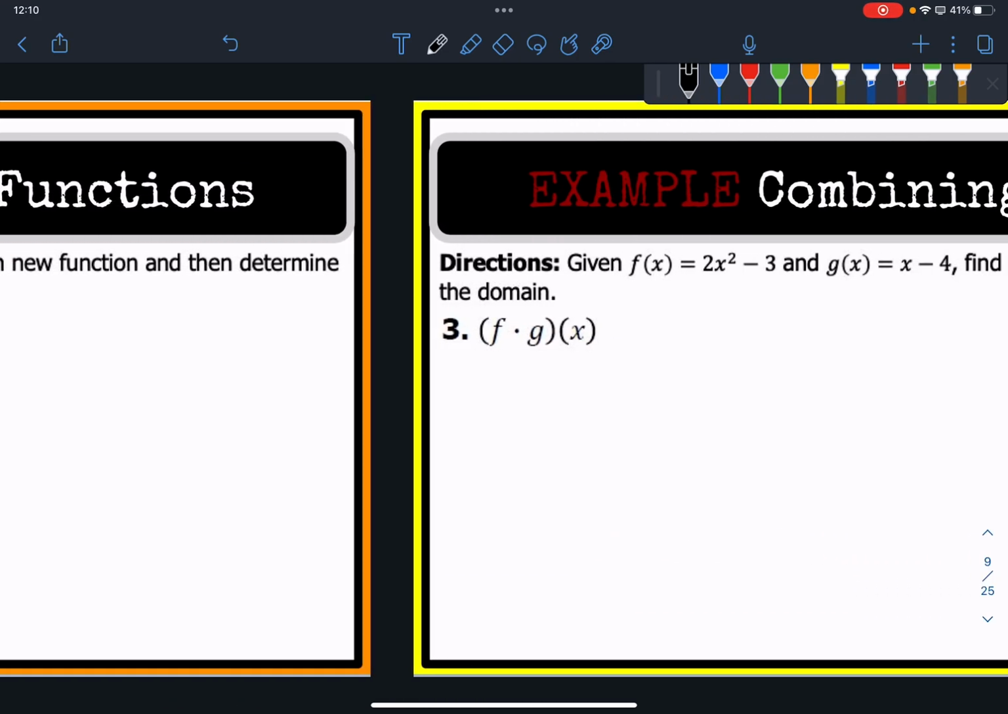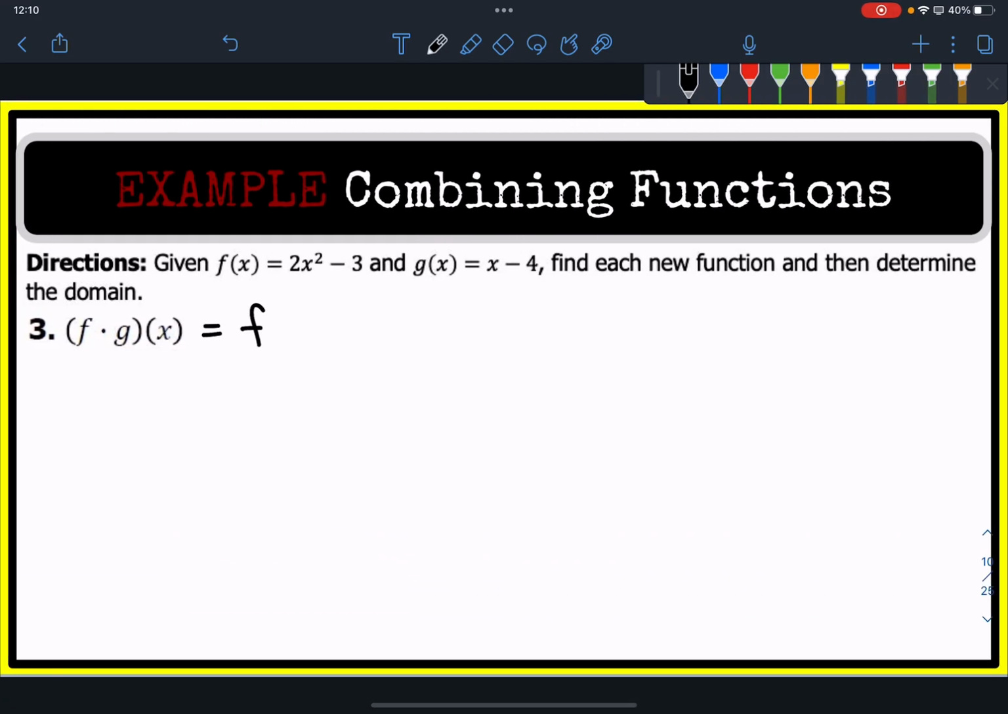To multiply functions, I'm going to organize this using geometry. So I have, again, f of x, which is 2x to the second power minus 3.